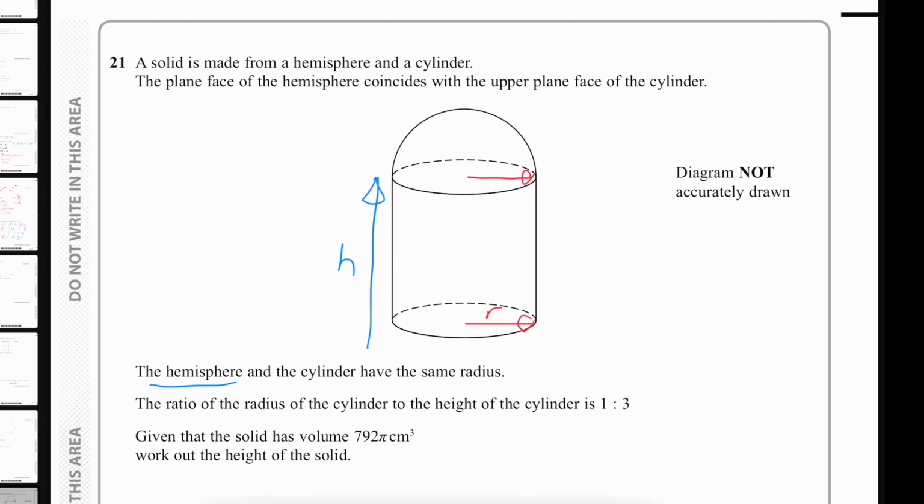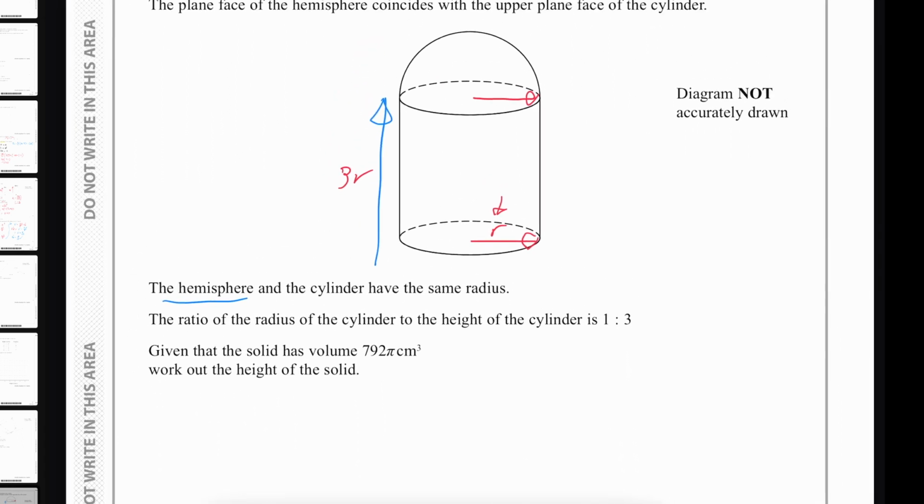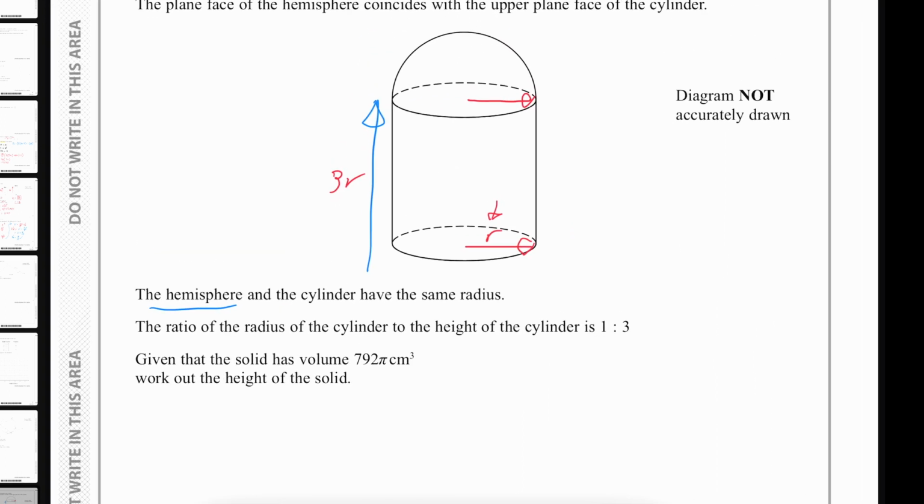So essentially what I can do straight away, which is quite nice, is if this is one part, this is 3 parts, so this is just 3R. Okay, so I'm going to use that later on. Given that the solid has volume 792 pi, work out the height of the solid. Okay, so I'm going to be using the volume of a hemisphere and the volume of a cylinder. So both of these formulas are given to you.